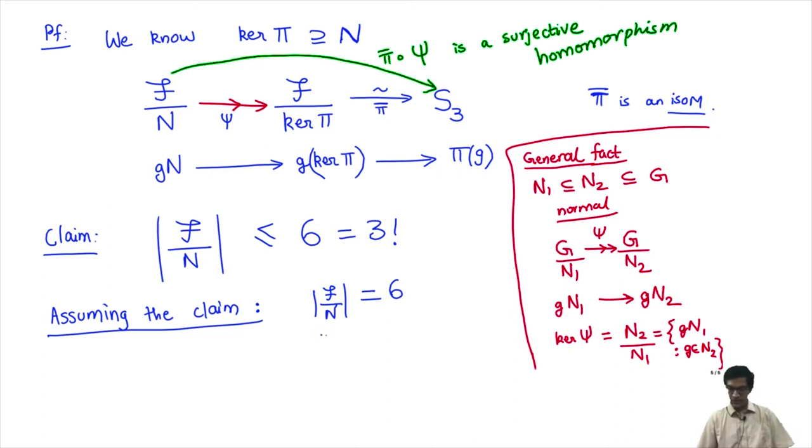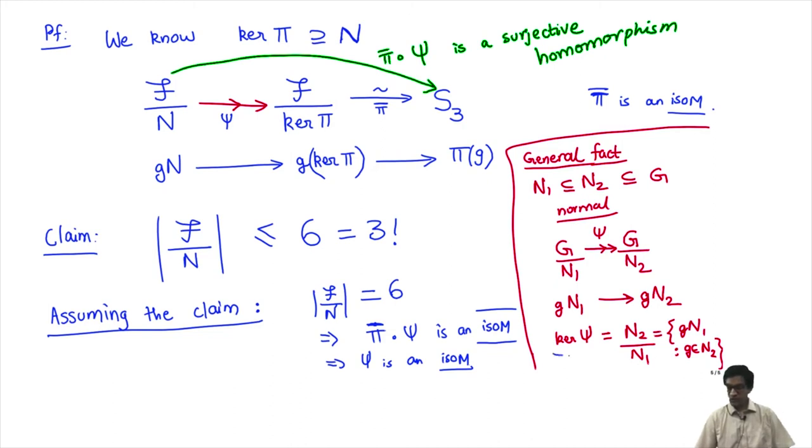And what does this mean? This in turn would imply that the map we have constructed, pi bar composed with psi, is in fact an isomorphism, because it's both one-to-one and onto now. It's an isomorphism of groups. Now, pi bar was already an isomorphism, so the only option is that psi is also an isomorphism. And what would that imply? That means in particular that psi is a one-to-one map. Psi was already onto; the claim is psi is one-to-one.